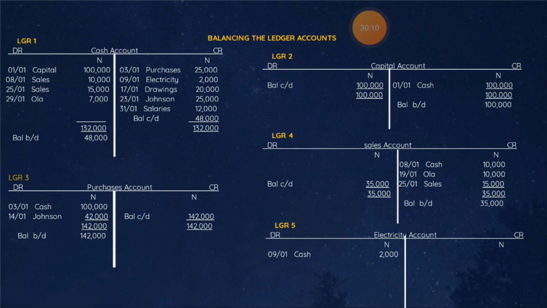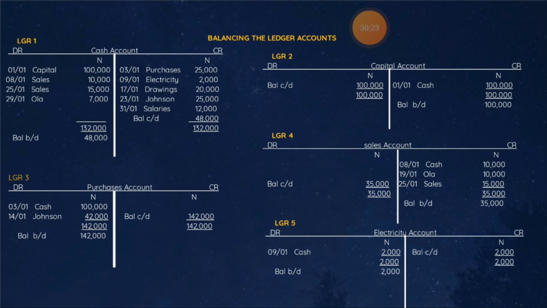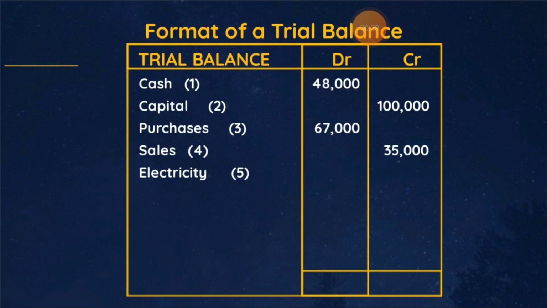So we have just a transaction, which is 2,000 naira. Let's close the account. If we close the account, we write the 2,000 naira at the total of the two sides. So at the debit side is going to be balance carried down 2,000 naira. Then we bring the balance to the debit side as balance brought down 2,000, which means our electricity balance is 2,000, which will be transferred to the ledger, that is electricity, ledger number 5, 2,000 naira.